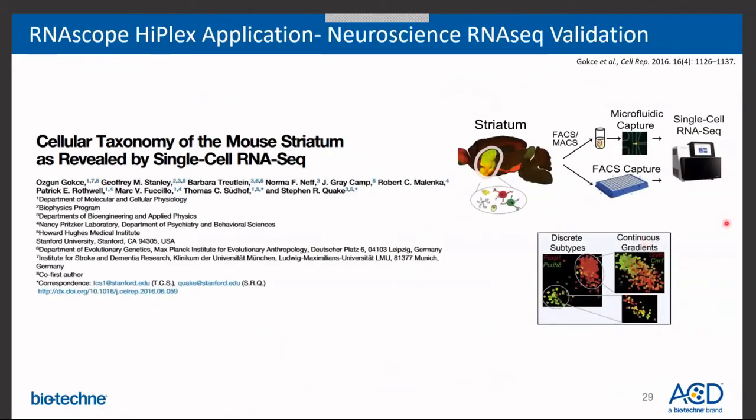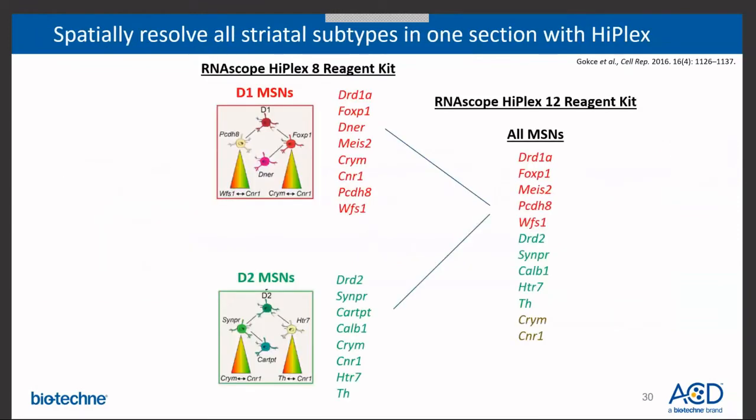A second paper that I wanted to talk about was this one published in 2016. So this was actually published before the HiPlex assay was developed by ACD. Here, Gokce et al., working with Stephen Quake's group, they identified novel subtypes of D1 and D2 medium spiny neurons in mouse striatum. But in this paper, they didn't actually show spatial relationships between D1 and D2 medium spiny neurons. They just have their single cell sequencing information.